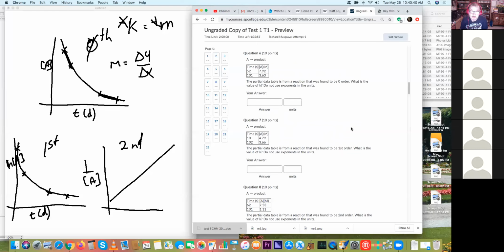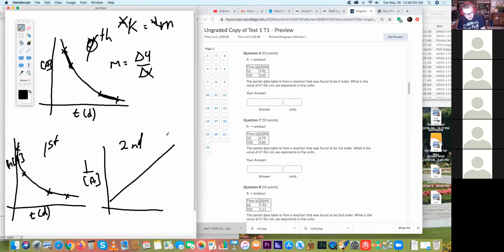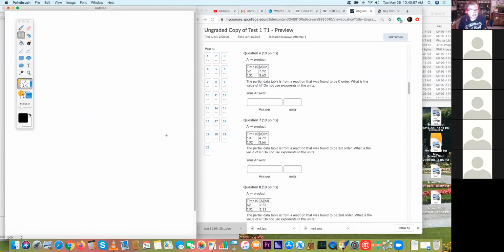So this is a partial data table that's from a reaction that is found to be 0 order, and that's important. It's 0 order. What's the value of K? So for something like number 6, because you've got K and A there, it's really just going to be the slope, and the slope is going to be change in Y over change in X.